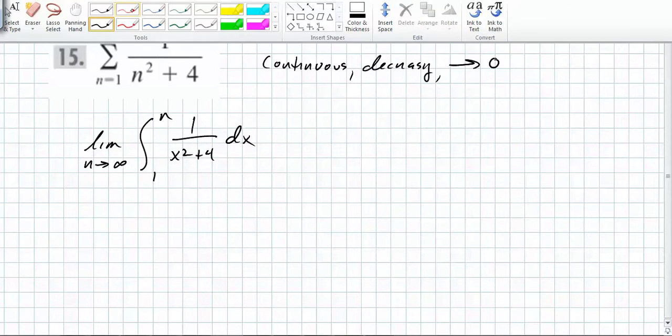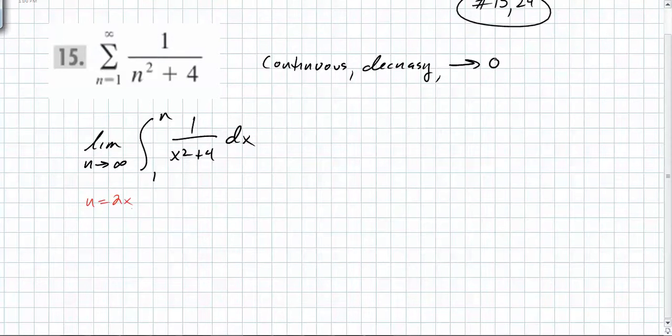Sure. Okay, so if you did u equals 2x, that's fine. du is equal to 2 dx. Okay, sure. So dx is du over 2. Okay, so hold on, let's just see what happens. So you're saying if we do this, what happens if we make this substitution?